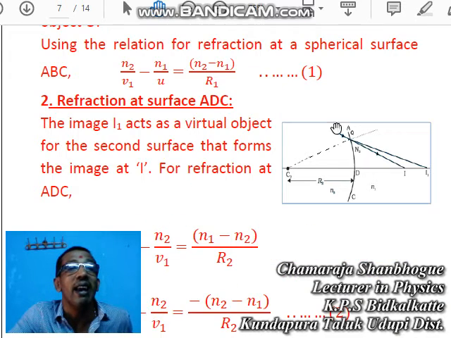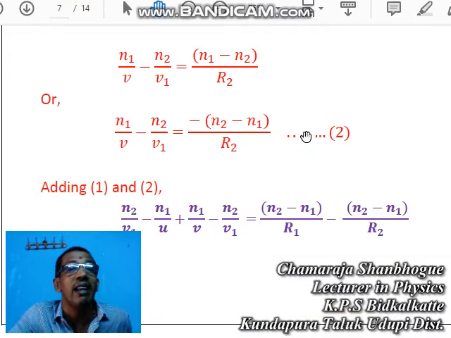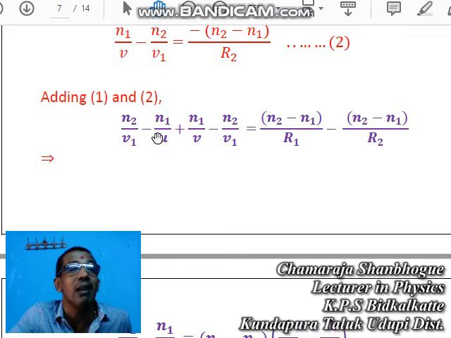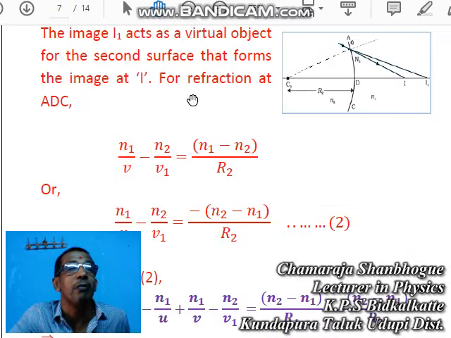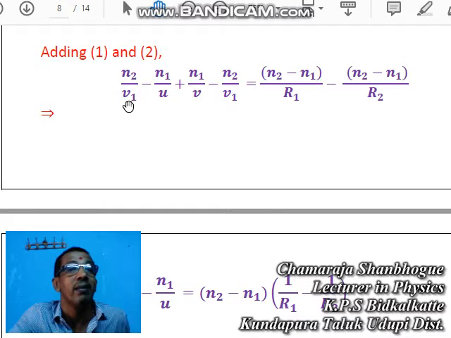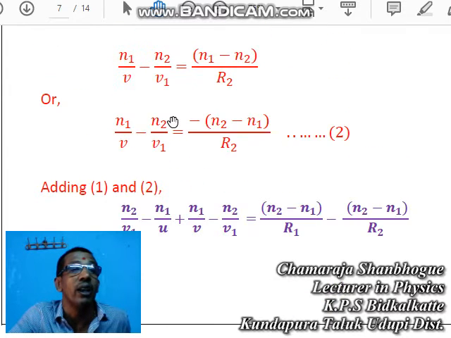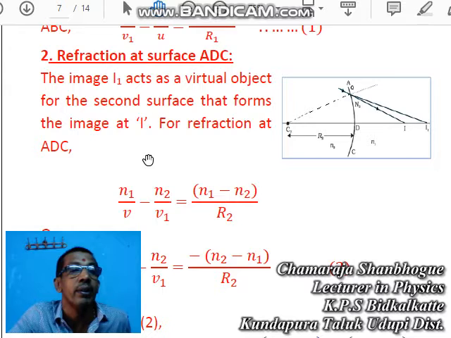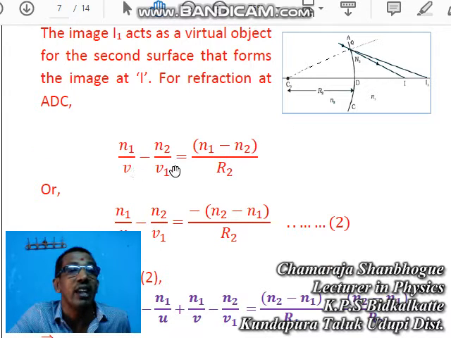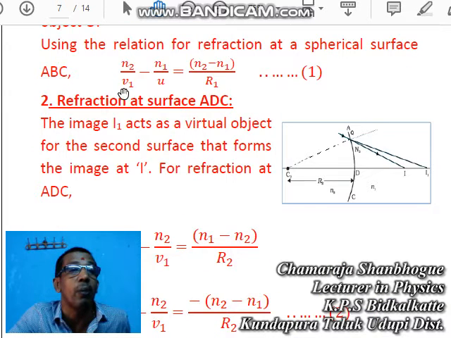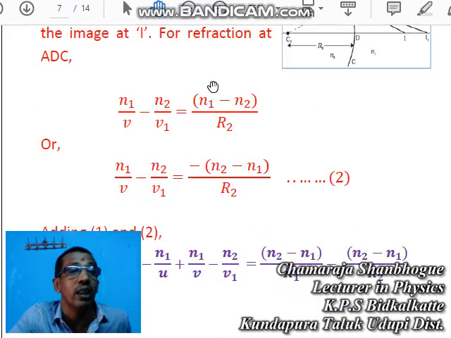Now we add equation 1 and equation 2. If you add these two equations, just see the left hand side, n1 by v minus n2 by v1. First equation, look, n2 by v1 minus n1 by u is equal to n2 minus n1 by R1. I will show it, here it is.